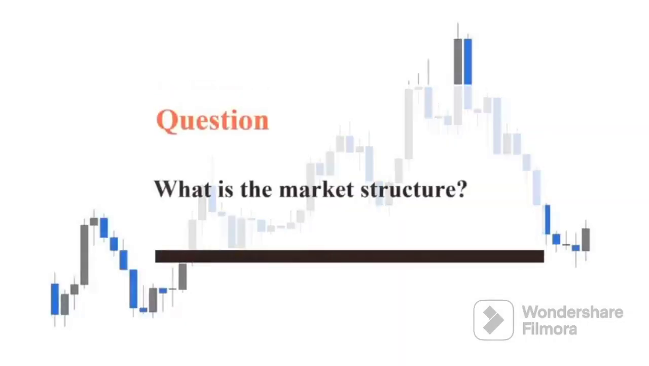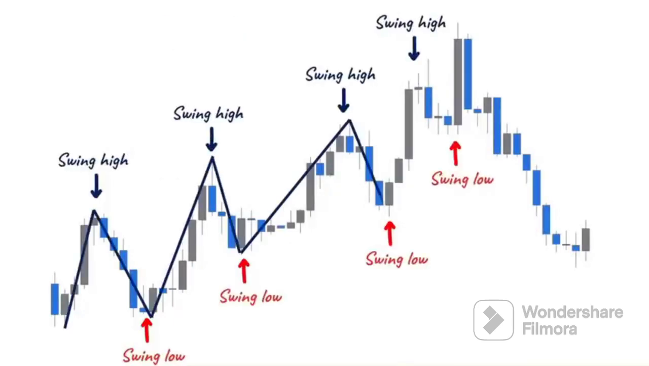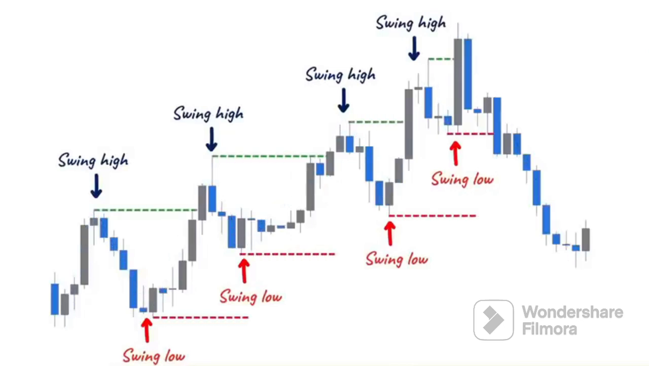Before we start, what is the market structure? When we talk about the market structure, we talk about the swing highs and lows, price movements, and the areas that the market has shown a reaction earlier. We consider all these items part of the market structure, and these are the skeletons of the movement.